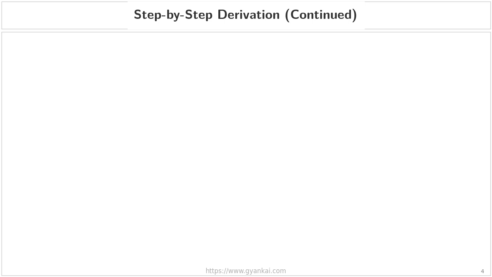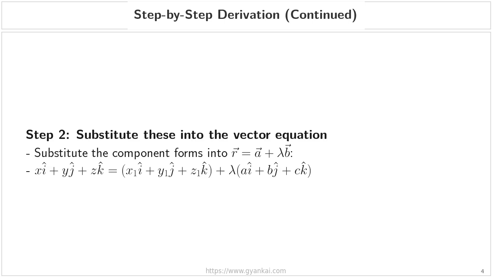Step-by-step derivation continued. Now that we have defined our vectors in their component forms, representing our arbitrary point, our fixed starting point, and our direction vector, let's move on to step 2, where we actually perform the substitution. We are going to take those component forms we just identified and plug them directly into our original vector equation, which is r equals a plus lambda b. When we do this, we see the left side of the equation expressed in terms of x, y, and z with their respective i, j, and k unit vectors.